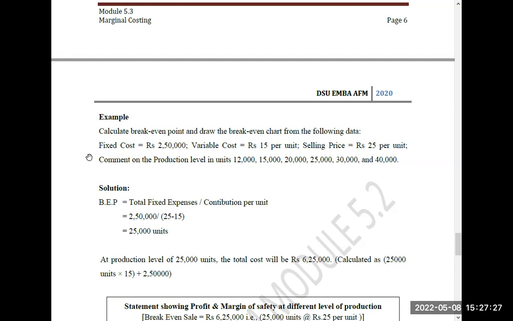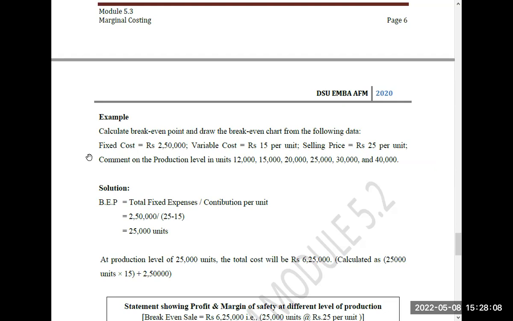Sales. At the rate of how much? What is the selling price? 25 rupees. In the particulars column, you write sales at the rate of rupees 25 per unit. Multiply the 25 rupees per unit with all levels of production. Say, for example, the first level of production is 12,000 into 25, how much? 3 lakh. Then write it in the amount column, under the 12,000 units, 3 lakhs in the name of sales.